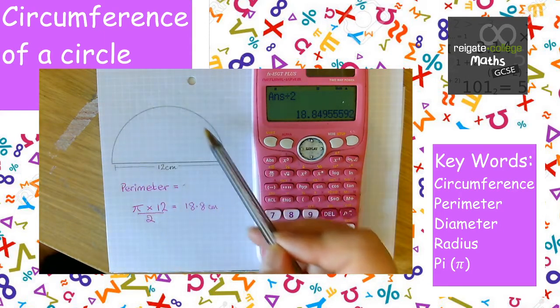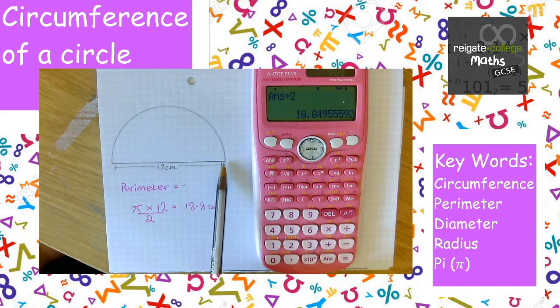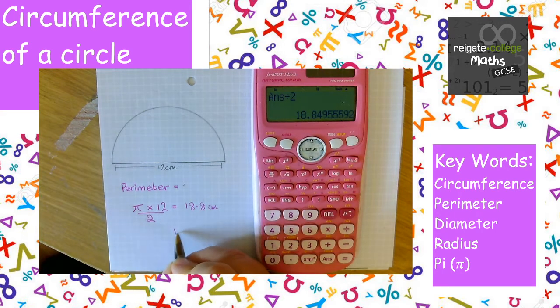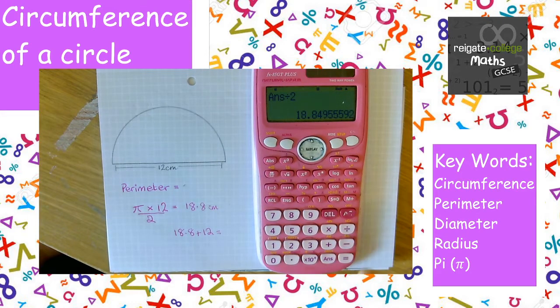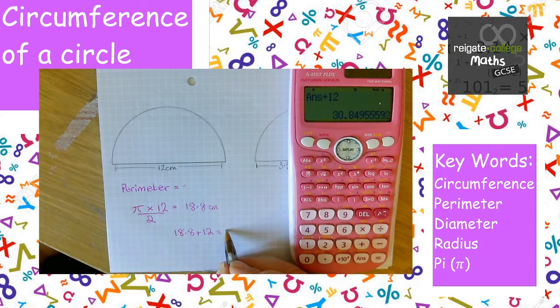Because I want the perimeter, what I now need to remember is to add in the diameter length here, because that finishes off the shape. So 18.8 plus the diameter measurement of 12 gives a total perimeter of 30.8 to 3 significant figures.